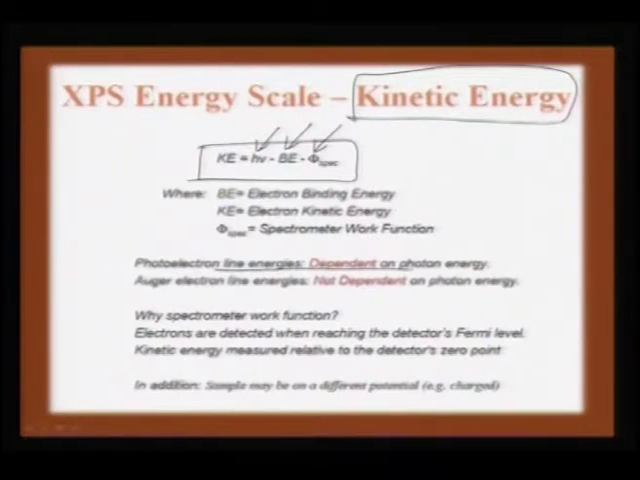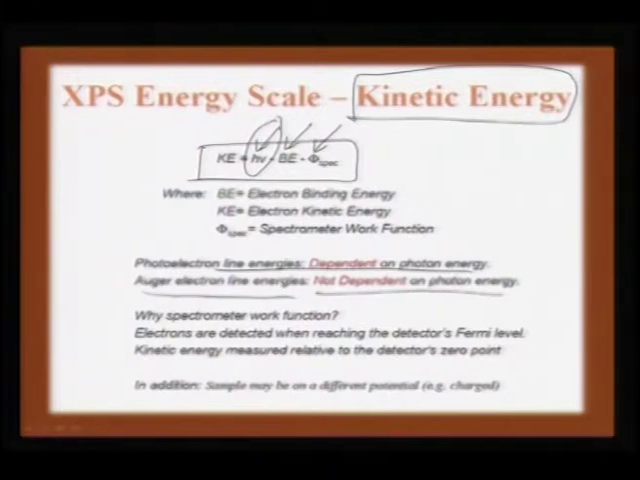Photoelectron line energies therefore are dependent on photon energy, whereas the Auger electron line energies are not dependent on photon energy. This is a very important principle. So, only the XPS lines are dependent on the photon energy, and the binding energy is not dependent on this h nu.